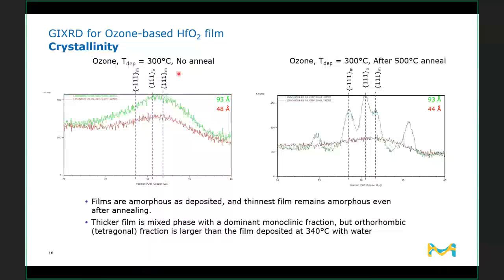Note that these films were grown at 300 degrees C, and so the hotter that you grow your film, it does appear that there may be a small effect in terms of how easily it crystallizes, and we have more recent data that shows that as well.